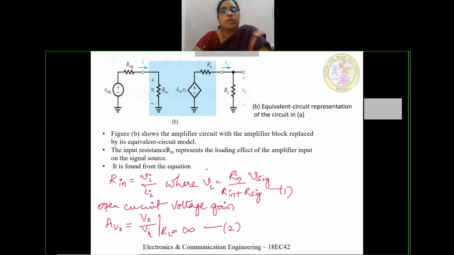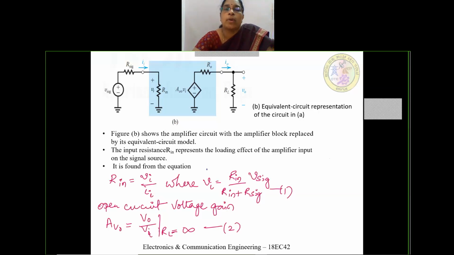Now just observe this particular circuit diagram. V signal and R signal are as they are, with no change. Even at the output side, RL is also there. What we observe as the change is that the previous amplifier symbol is now replaced by one resistance R in, a controlled source A V naught into Vi, and also one more resistor, R naught. So now we have some new terms here: R in, R naught, as well as A V naught into Vi, which is a voltage source.